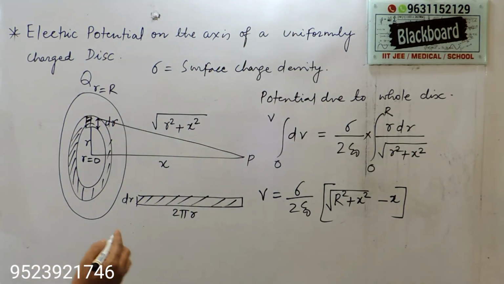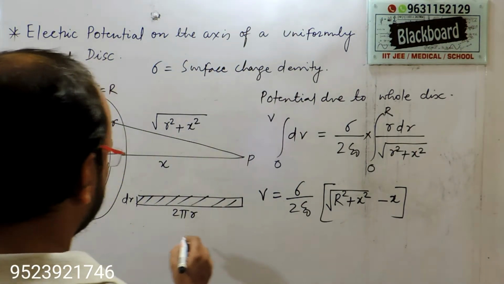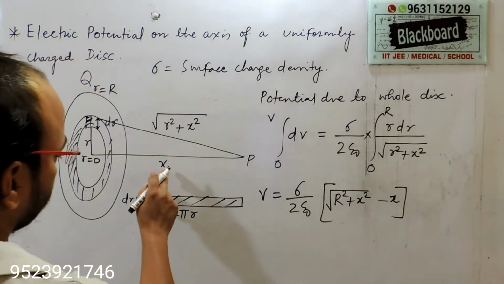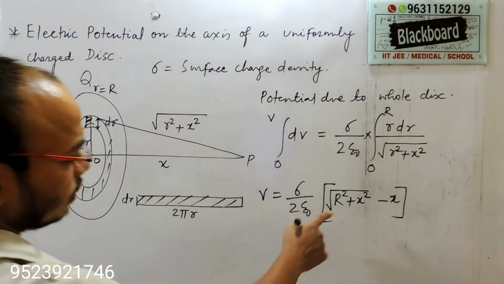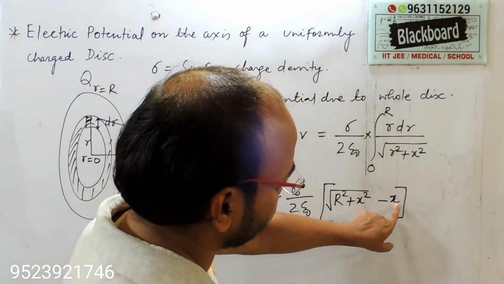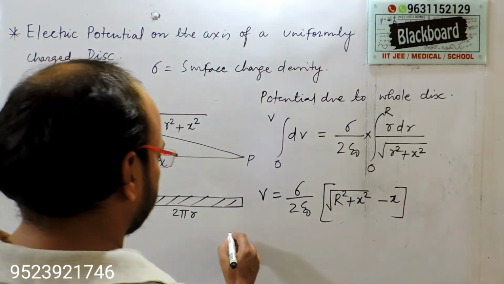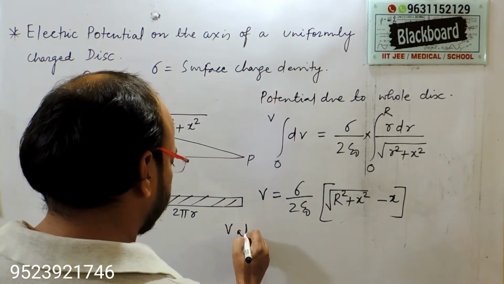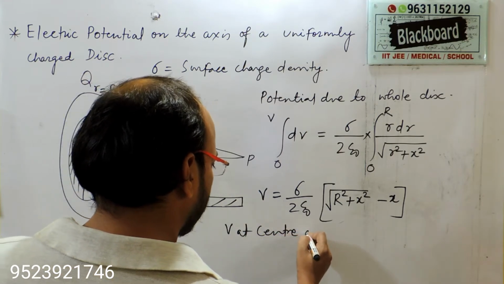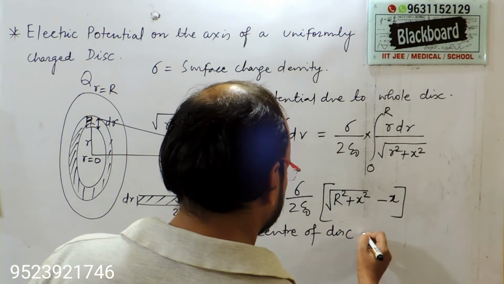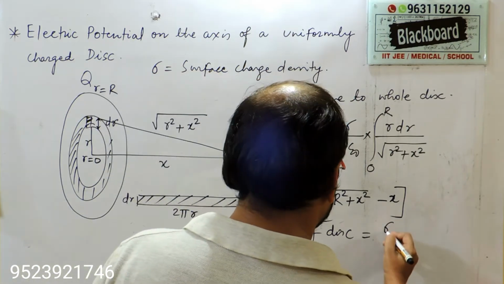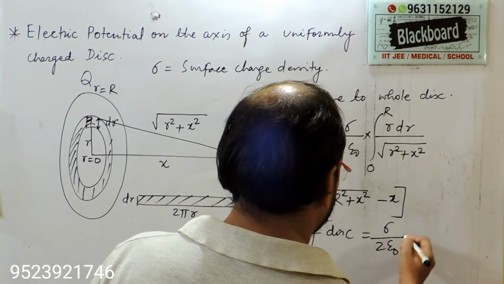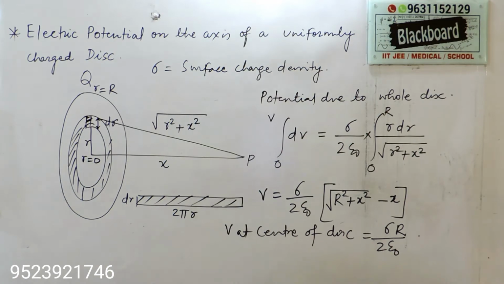Now at the center of the disk, that means the distance x equals 0. At the center x will be 0, so this term will be 0. Your potential V at the center of the disk is equal to sigma r by 2 epsilon naught.